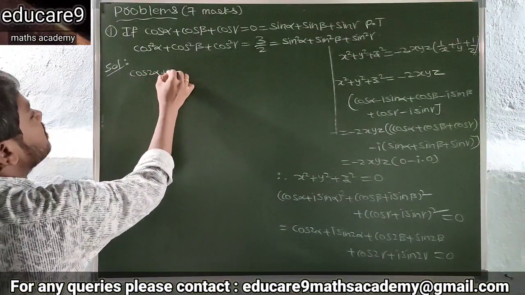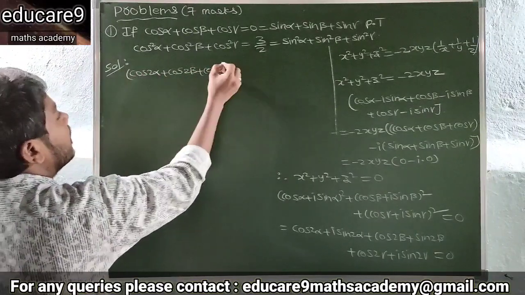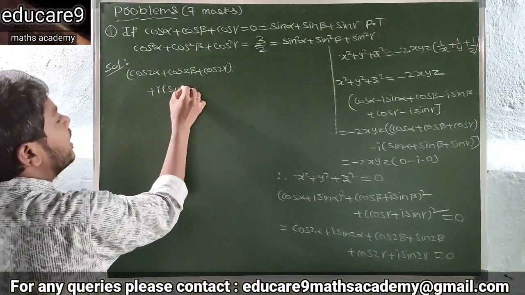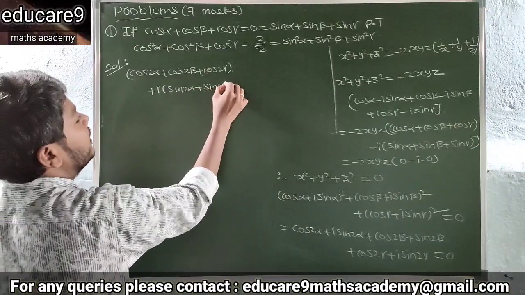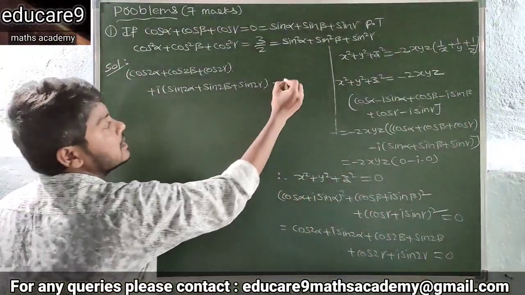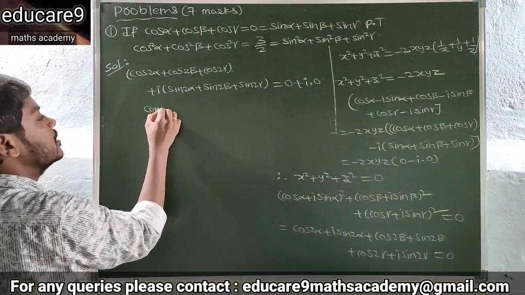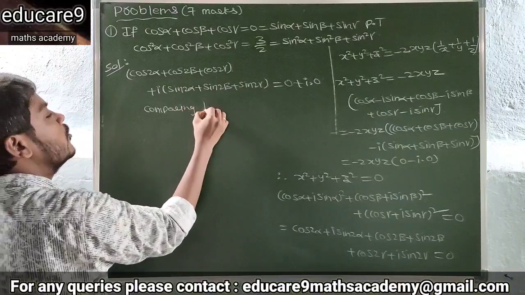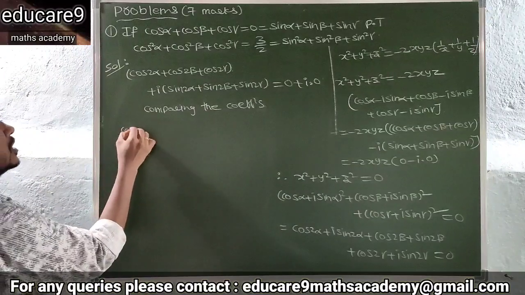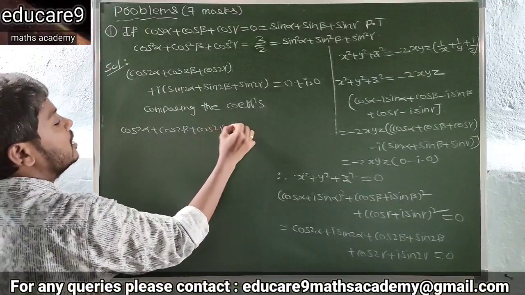So see here, cos 2 alpha plus cos 2 beta plus cos 2 gamma, and here i is common, plus i into sin 2 alpha plus sin 2 beta plus sin 2 gamma. So this 0 can be written as 0 plus i into 0. Now comparing the coefficients, we get cos 2 alpha plus cos 2 beta plus cos 2 gamma value is 0.